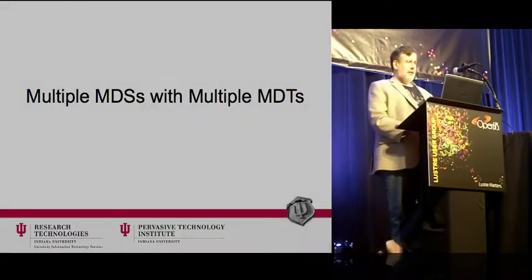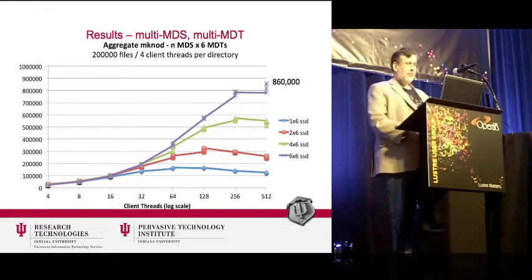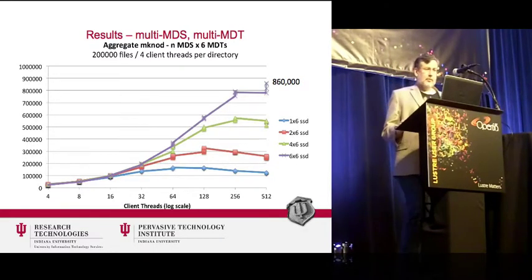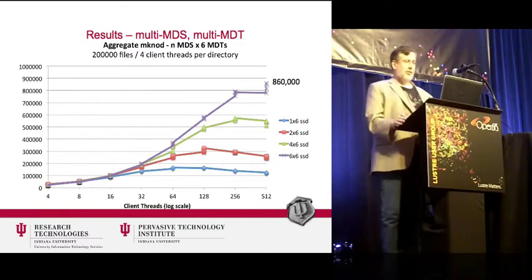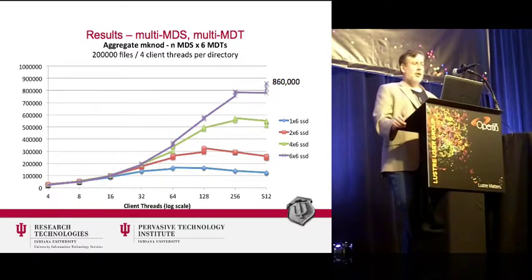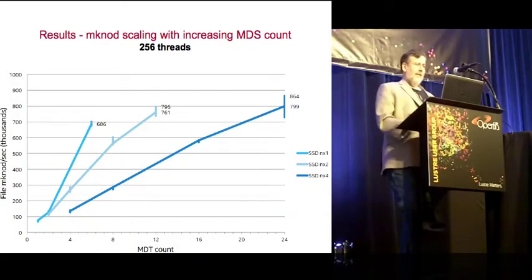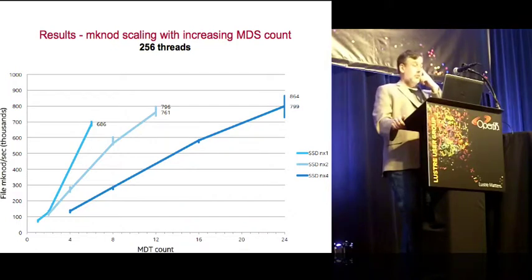So, multi-multi. The best performance we saw was with 6 SSDs and 6 MDSs. That was about 860,000 mknods per second. Again, we see the scaling pattern. This is kind of a cool graph. Andreas, are you out there? He helped put this graph together because he's a bad dude.